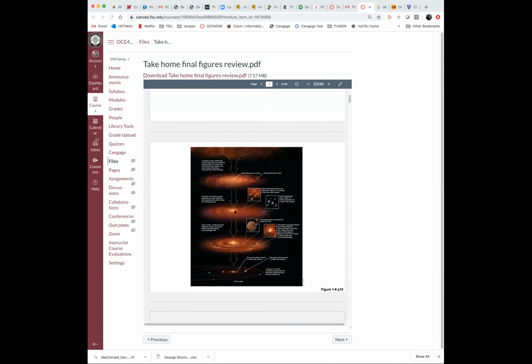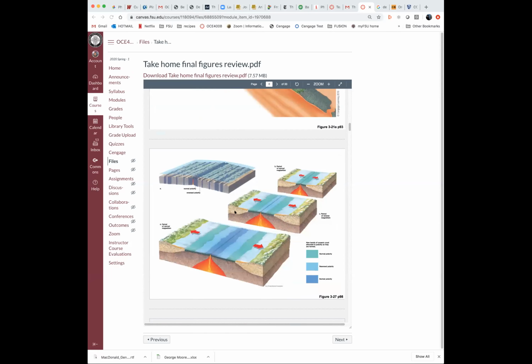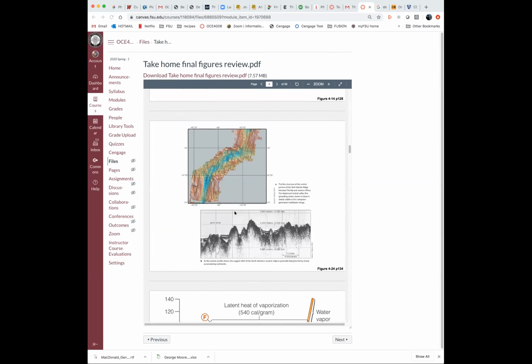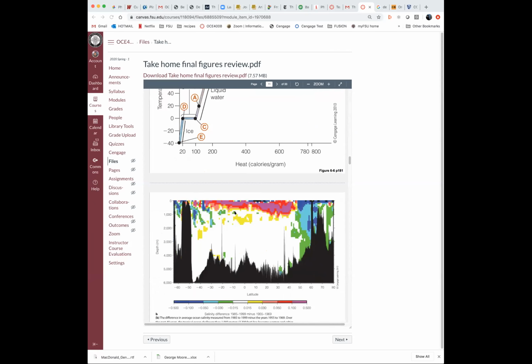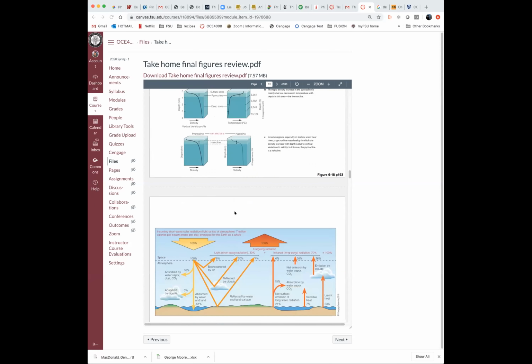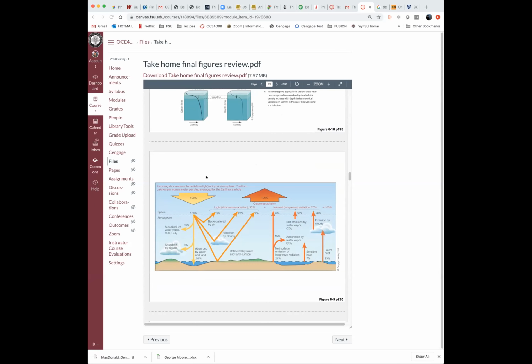Yeah, so here they are. These are the review figures. These are all things that you will have seen before, but they're presented here just to help you to have some ideas of the sort of major concepts that are out there. You can find these figures in the module for this last week, 20 to 26 April.